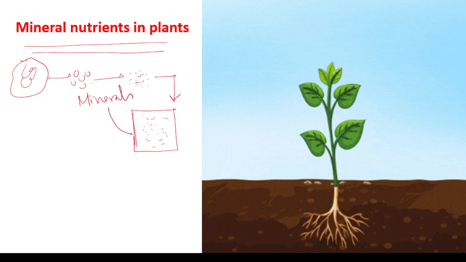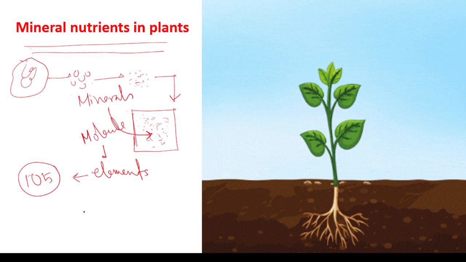So from these minerals, all the molecules, okay, nutrient elements, come to the soil. Okay, so there are many elements, like 105 elements. All the elements are present in this type of soil. Out of this, some elements remain in the soil and they give some of this element to the plant.